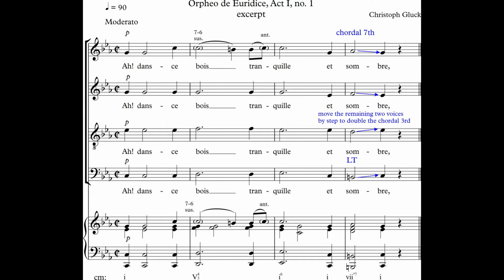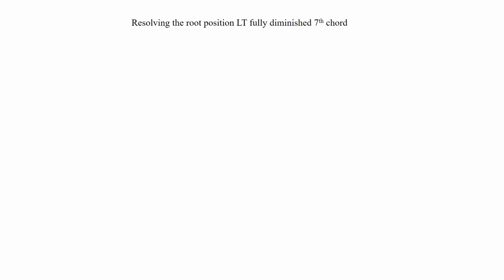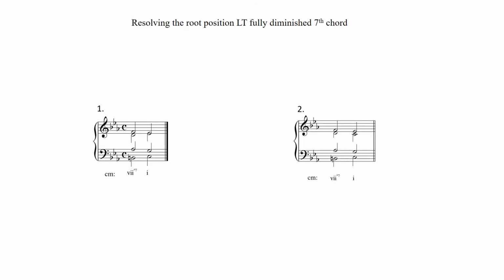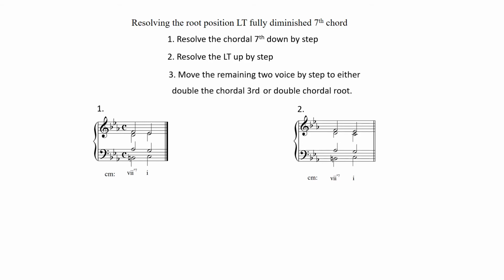Depending on the voicing, composers will either resolve the root position fully diminished seventh chord to a root position tonic triad with a doubled chordal root or a doubled chordal third, as just seen in the Gluck example. The chordal seventh and leading tones are still resolving as expected, but the remaining 2 voices will move by step to either double the chordal third or chordal root of the tonic triad. Whether the composer doubles the chordal root or third of the tonic triad usually depends on whether scale degree 2 is voiced above scale degree 6.